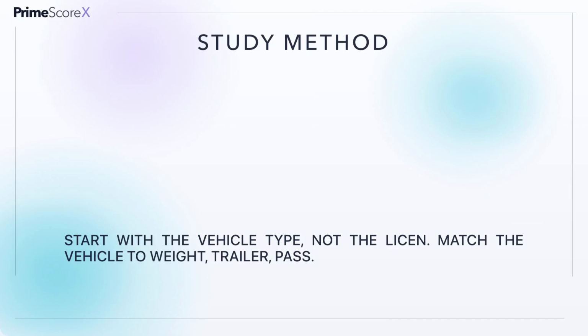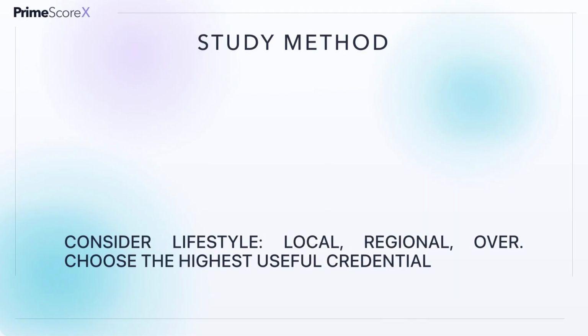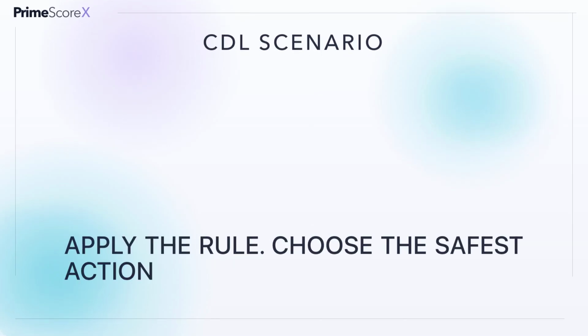Use a repeatable study method. First, start with the vehicle type, not the license name. Second, match the vehicle to weight, trailer, passenger, or hazardous material requirements. This keeps your study organized and prevents the common mistake of jumping straight into practice questions before the concept is clear. Third, consider lifestyle, local, regional, over-the-road, passenger, or specialized freight. Fourth, choose the highest useful credential only when it supports the real goal. The purpose of practice is not only to see whether you were right. The purpose is to understand why the right answer is safe, legal, and professionally defensible.